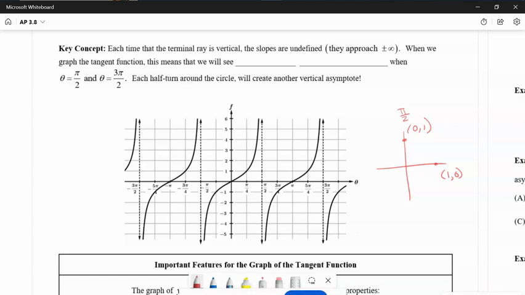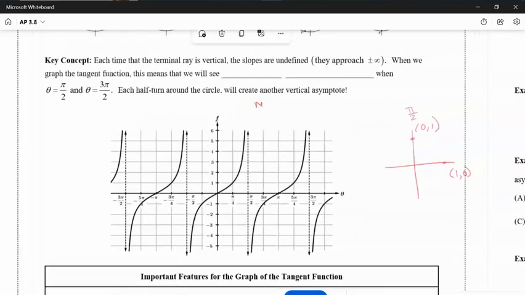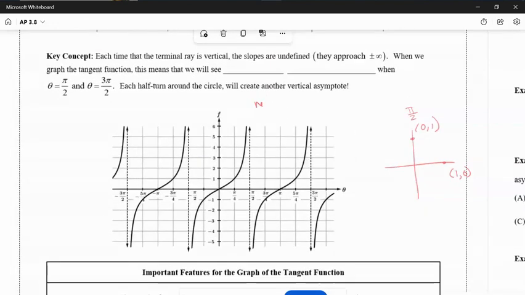And if I were to find the slope at pi over 2, I would say it's equal to my y over my x.